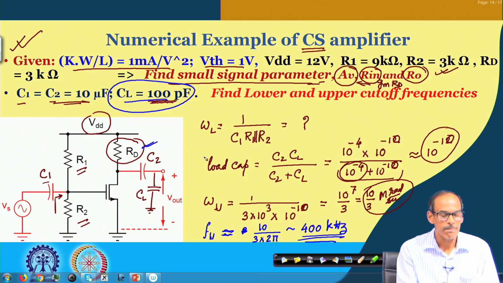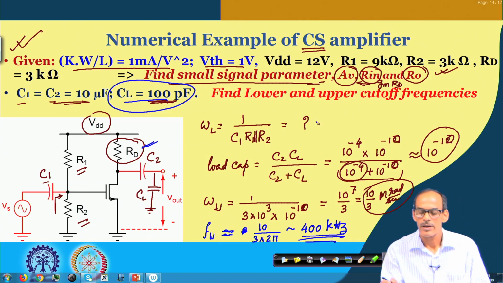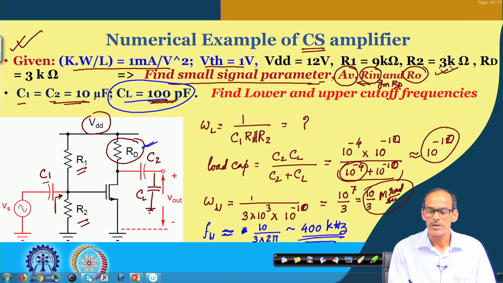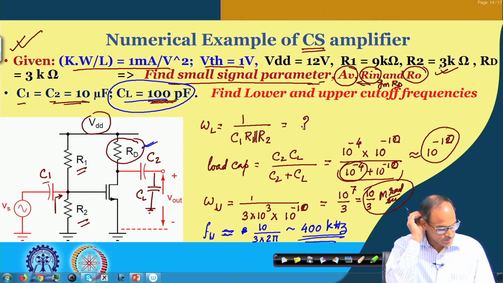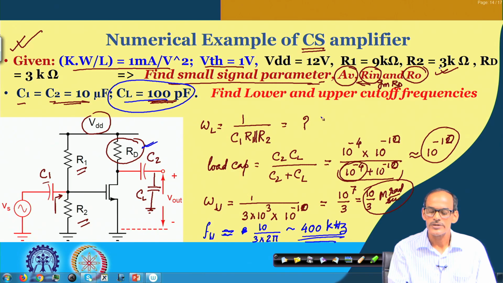Lower one, what we have, is R 1 and R 2 in parallel. So, how much is that? This is R in equals 3 into 9 divided by 12.